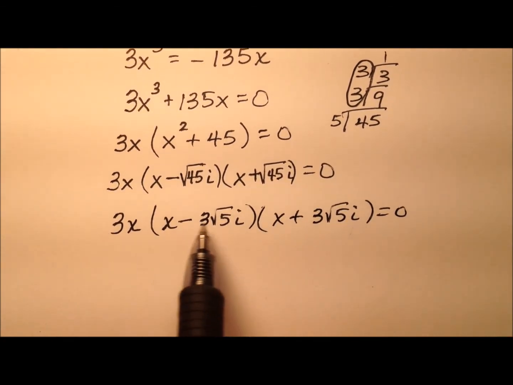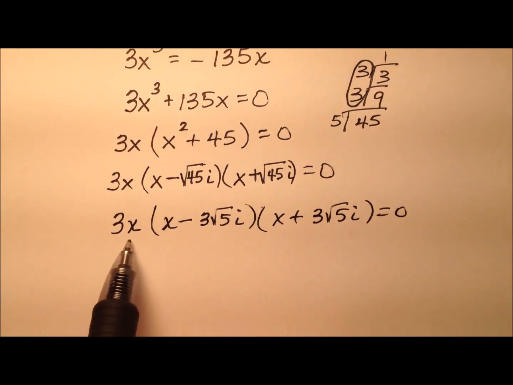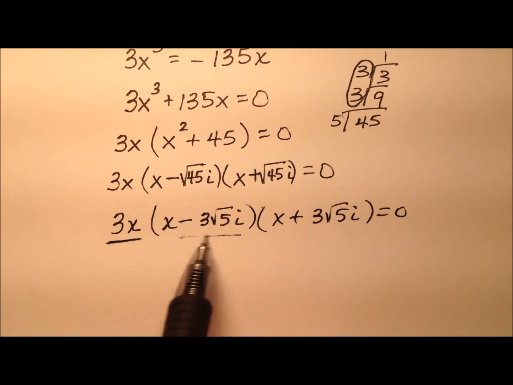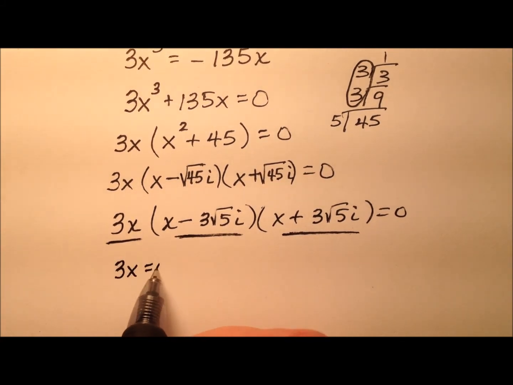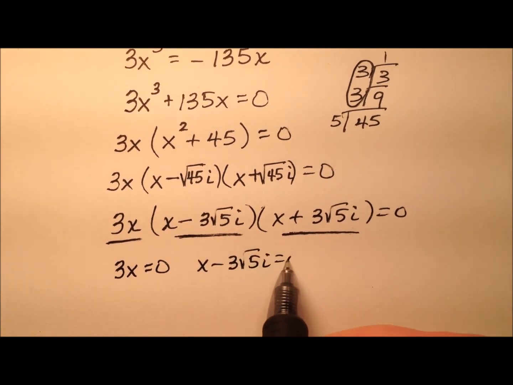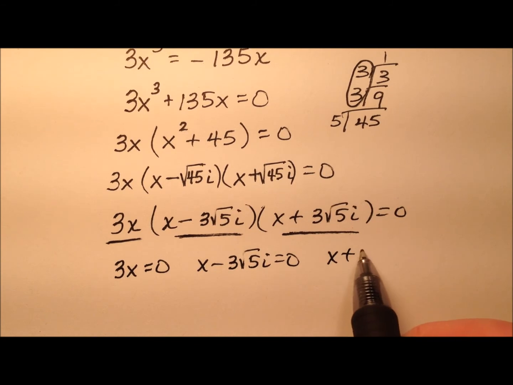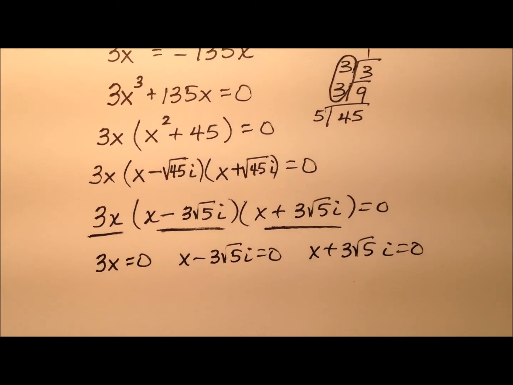So since my left side is all multiplication and it equals 0, I know that either this is 0, or this is 0, or this is 0. So I'm going to go ahead and take into consideration all three. So 3x equals 0, x minus 3 radical 5i equals 0, and x plus 3 radical 5i equals 0. And go ahead and solve for x in all three cases.